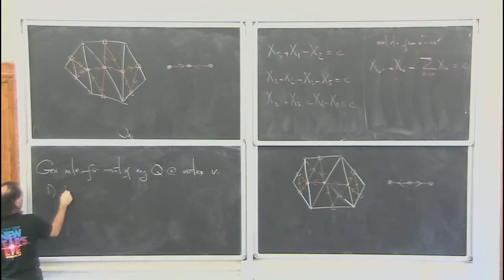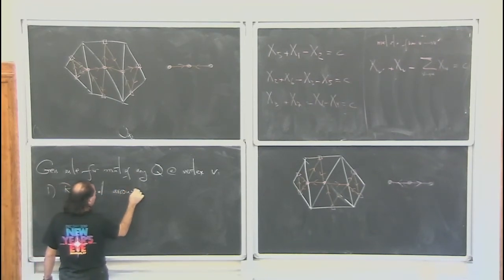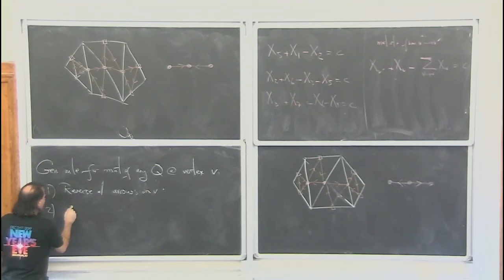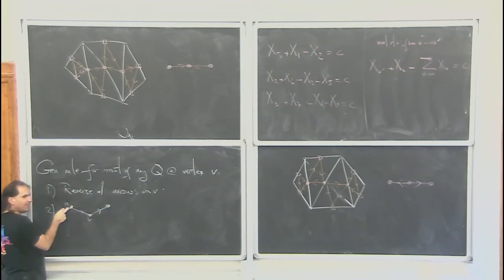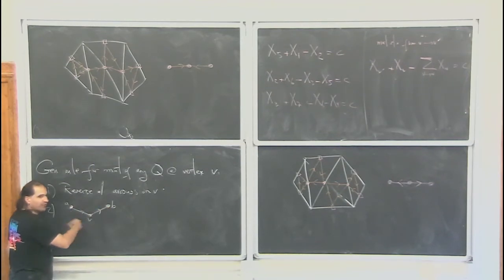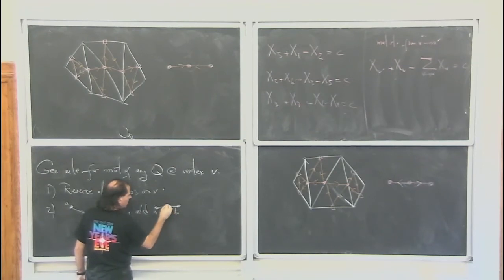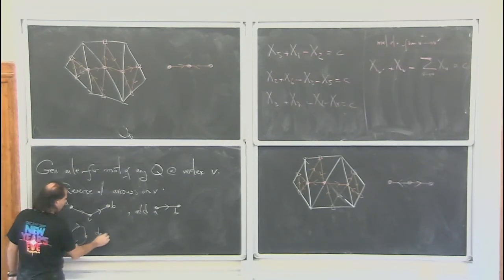So first, you reverse all arrows incident on V. Second, now there are some new rules. If there used to be some A that went into V and V went into B, now you're going to reverse all the arrows, but you somehow want to remember that you could have gone from A to B before through V. So if this is there, add an arrow from A to B. And finally, if there's any closed loop, delete it. Get rid of any bubble like that.